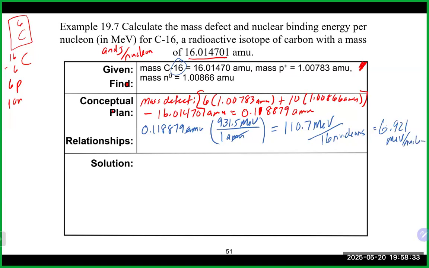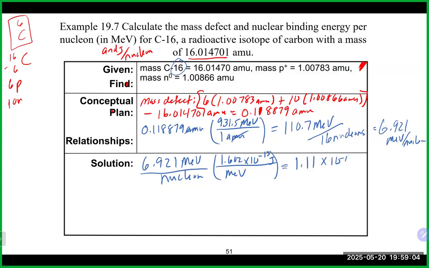We can, at this point, also just use a little conversion. I feel like I lost a number there. Maybe I did. No, I didn't. 6.921 mega electron volts per nucleon. And we could use 1 mega electron volt equals 1.602 times 10 to the minus 13 joules, which is that other conversion that was on that previous slide. And that's going to get us 1.11 times 10 to the minus 12 joules per nucleon. Any questions on that?